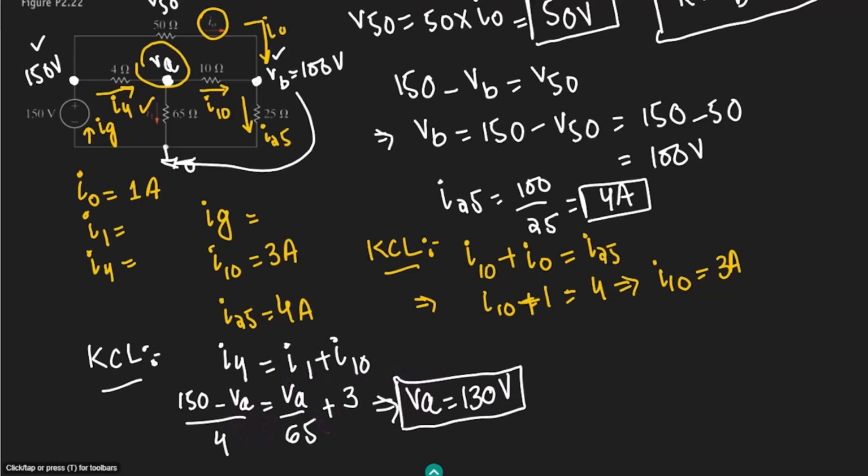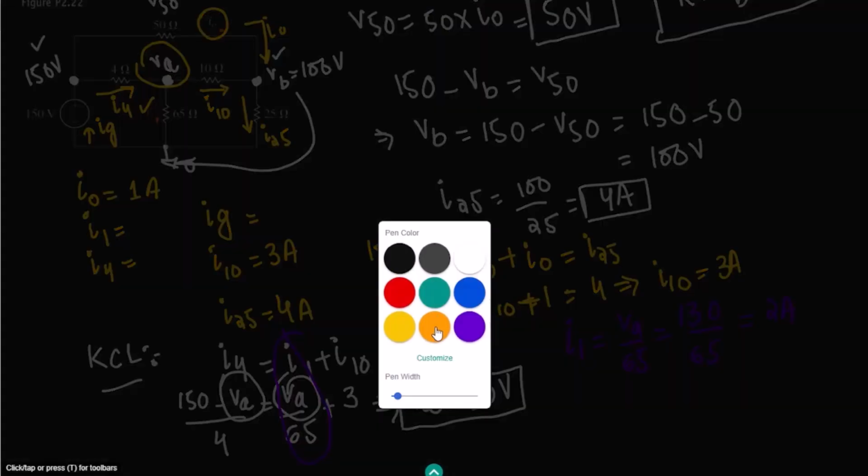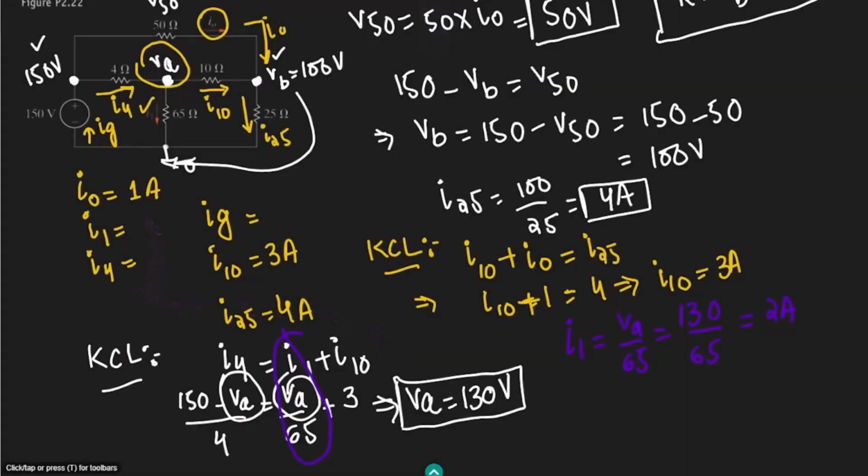This is a linear equation with only one unknown, VA. When you solve it, you will get 130. From this formula, we can clearly see that the value of I1 is equal to VA divided by 65. So with VA as 130, 130 divided by 65 gives 2 amperes. So the value of I1 is 2 amperes, and the value of I1 is known.